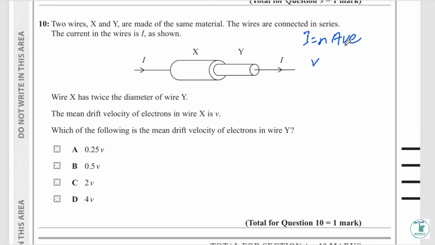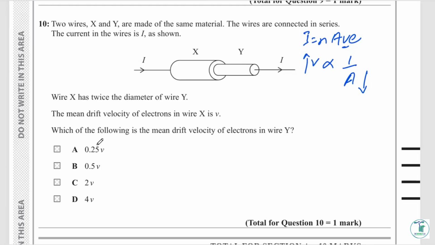That drift velocity, this v, is inversely proportional to the area, right? Since you can easily see that wire X has twice the diameter of wire Y, what does that mean? The mean drift velocity of electrons in X is v. Which of the following is the mean drift velocity of the electrons in Y? You can see that the area of Y is less than the area of X, so it would have a higher drift velocity.